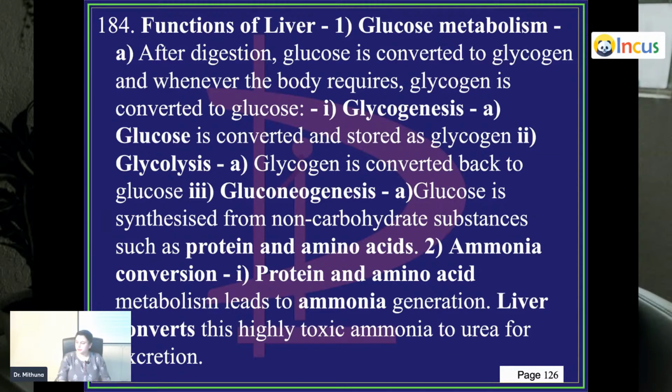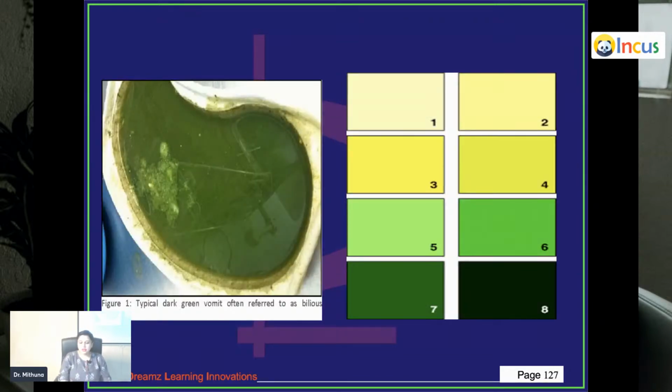That occurs in the liver. So I was telling you about bilious and non-bilious vomiting. Usually a non-bilious vomiting is whitish or pale yellow in color. But if you have all these colors, especially from 3, 4, 5, 6, 7, 8, all these are bilious vomitings, and this is how it looks: dark green vomit. It's a bilious vomit.